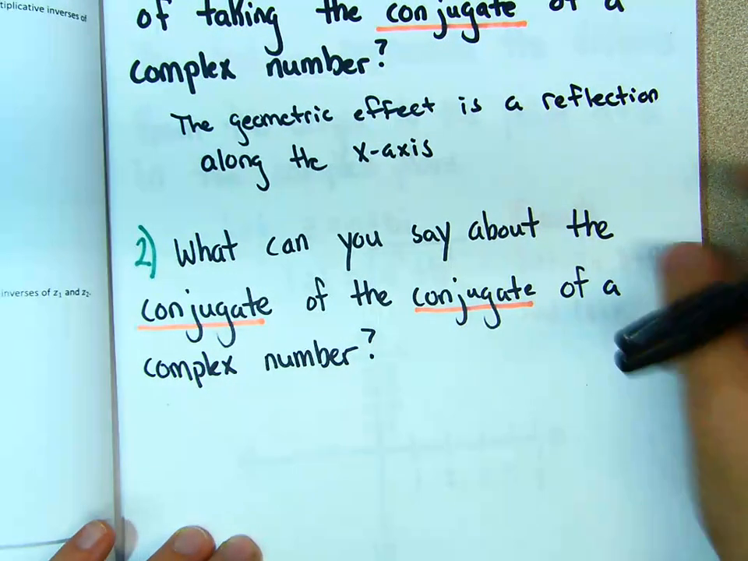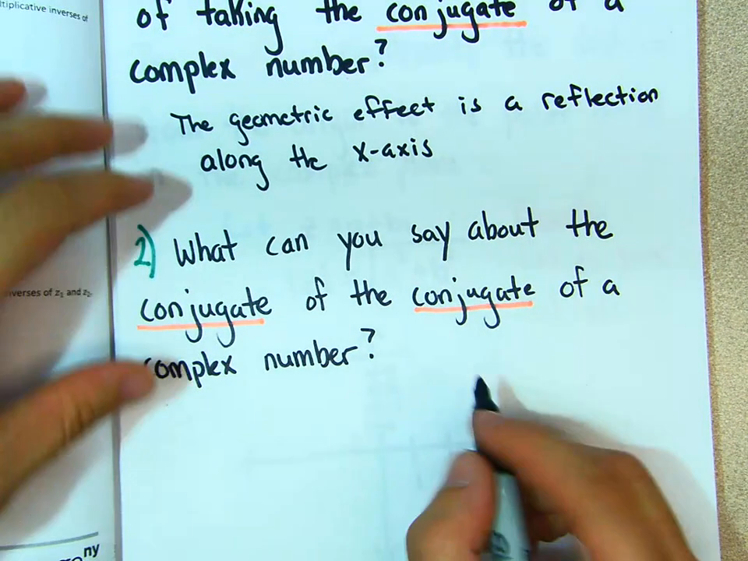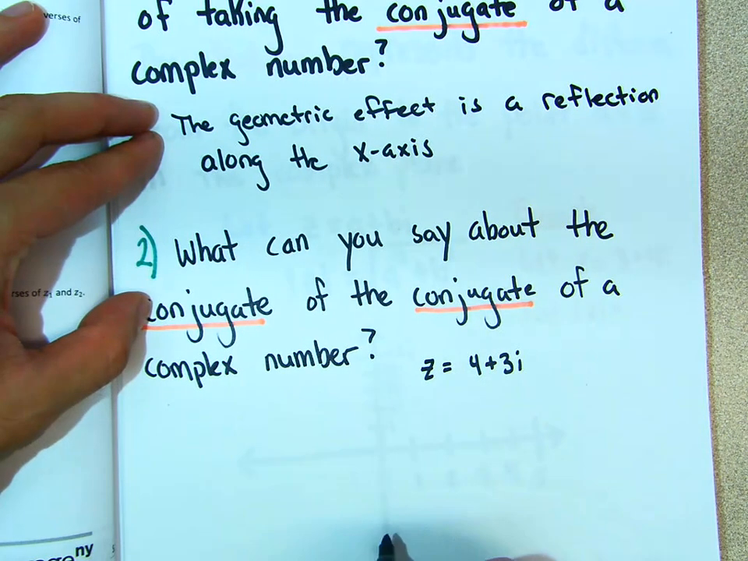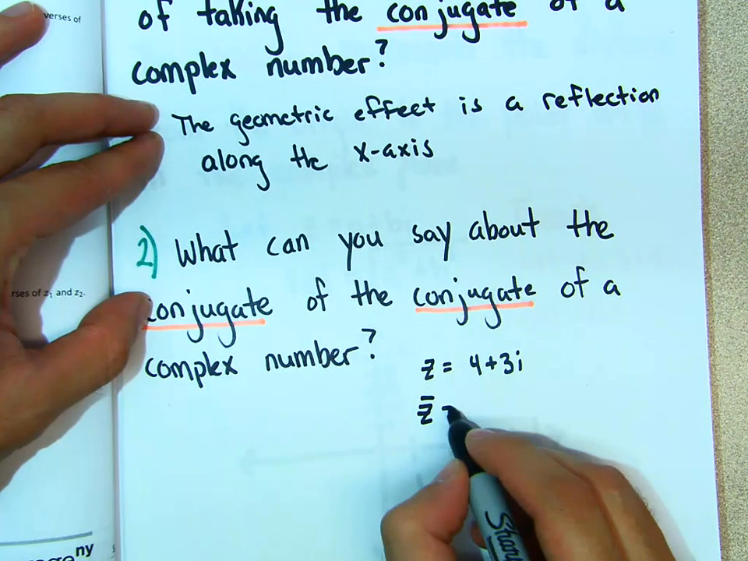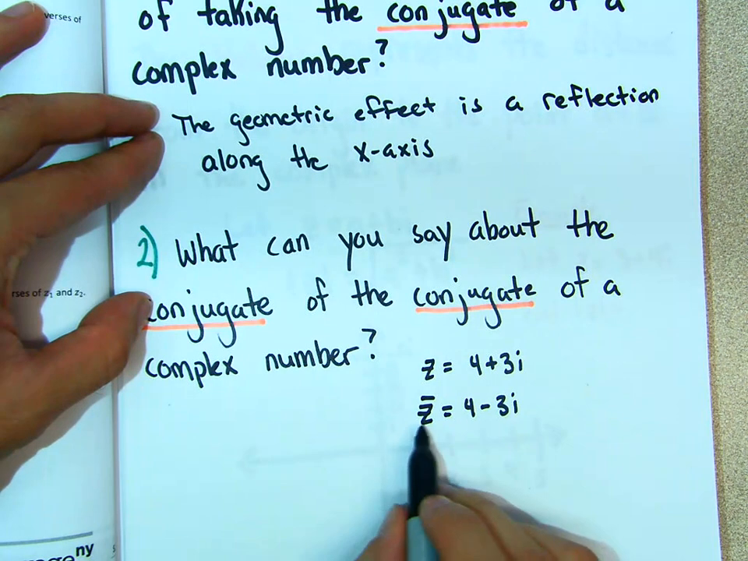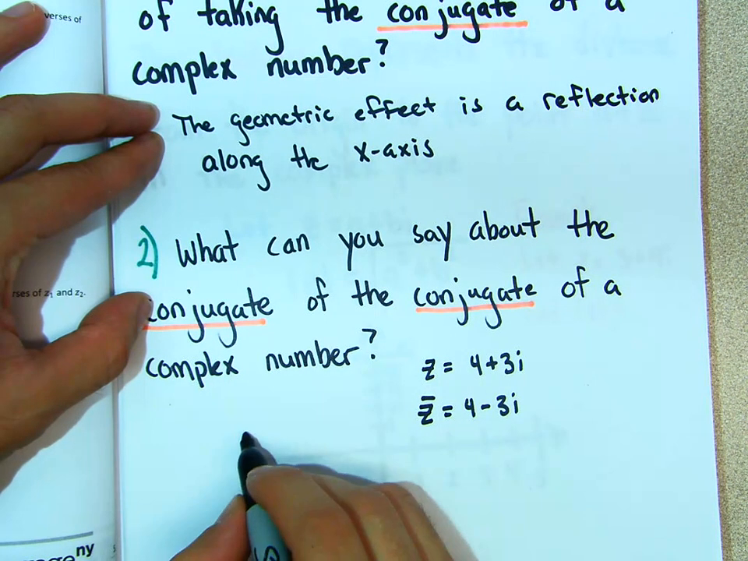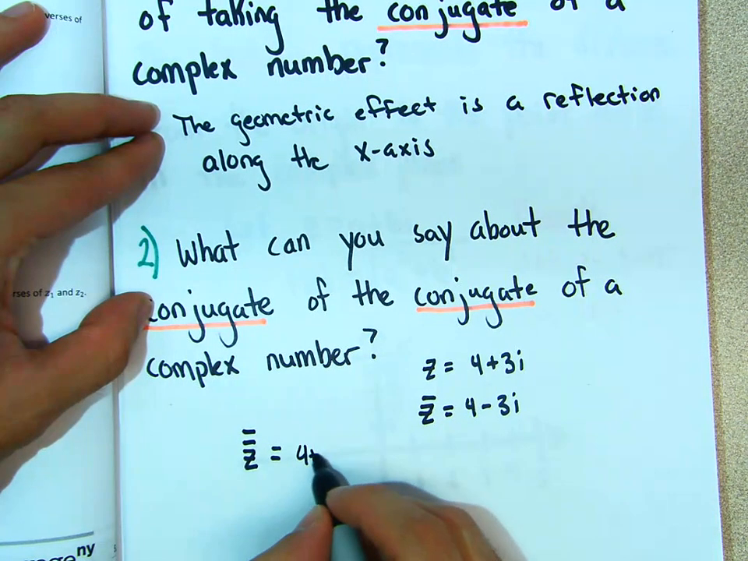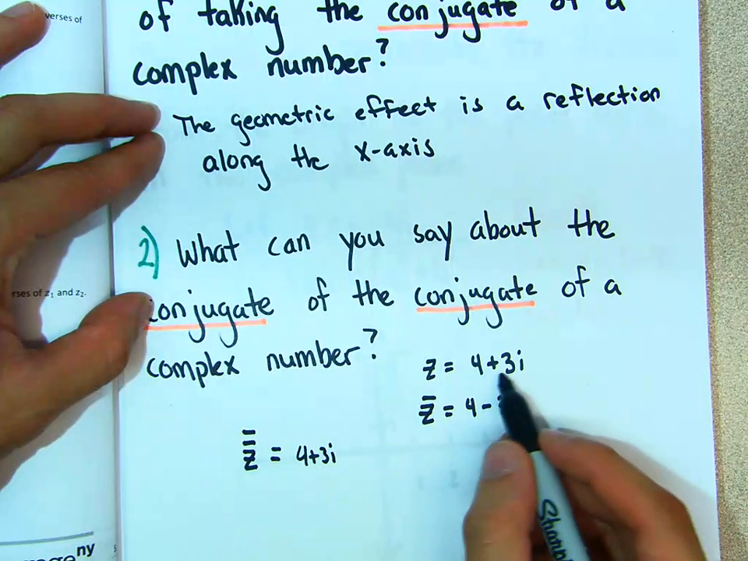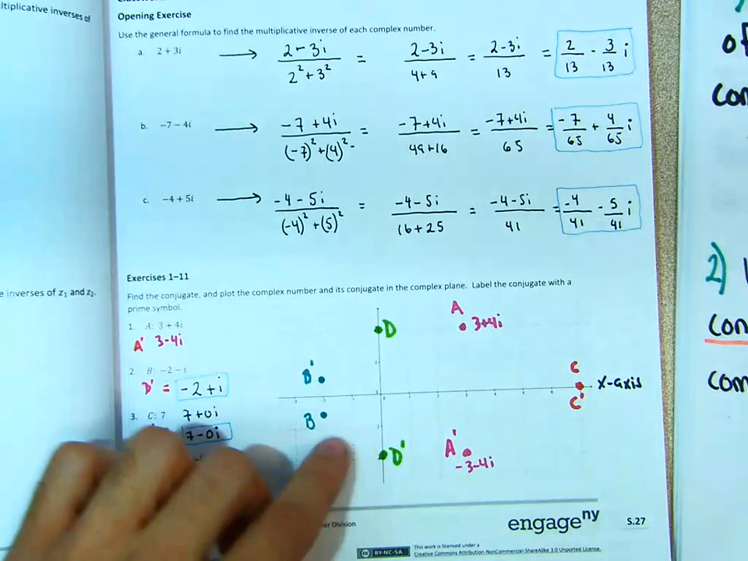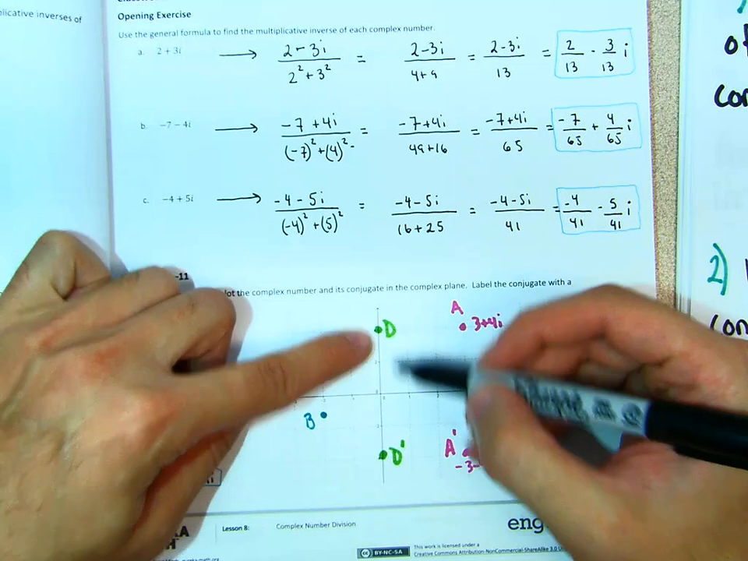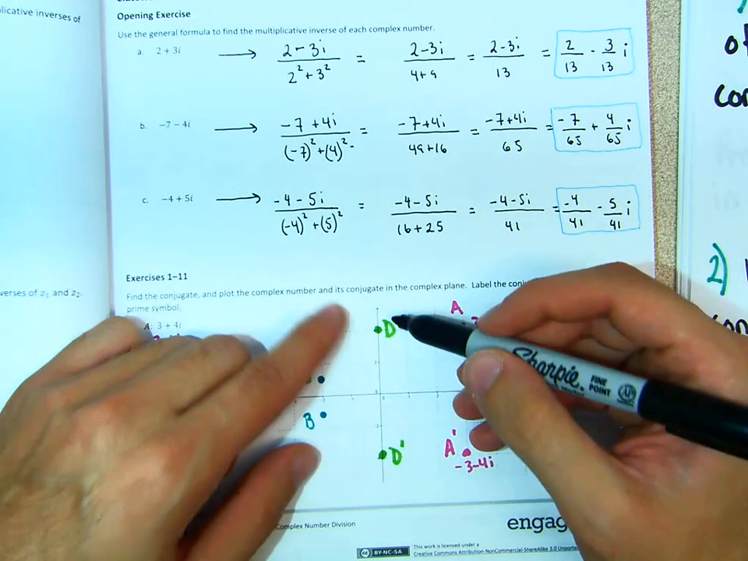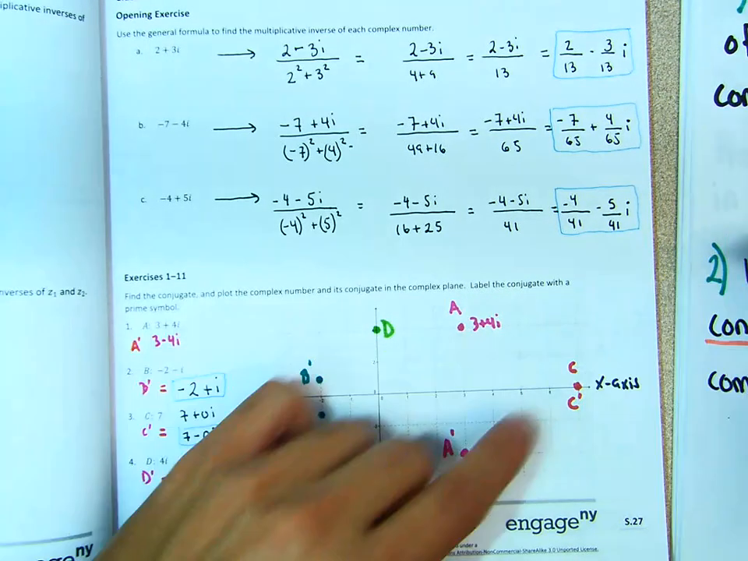Now let's look at this one here. What can you say about the conjugate of the conjugate? Let's say z is equal to 4 plus 3i. What's the conjugate? It's z bar, and that's 4 minus 3i. Imagine I take z bar and take the conjugate again, z bar bar. What's the conjugate of 4 minus 3i? It's just 4 plus 3i. So it just goes back to the original. Every time you take the conjugate, you reflect across the x-axis.